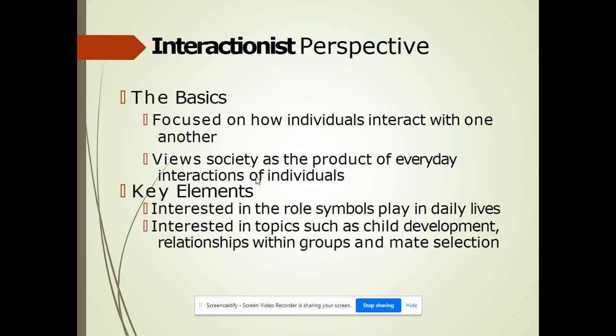And mate selection. Why do people select the mate that they do? Why are people most likely, but not always, to marry within their own race, within their own religion, within their own social class? You don't usually see a lot of people marrying outside of social class. Probably you'd be more likely to see people marrying outside of race than outside of social class. You don't usually see a rich person marry a poor person unless there are some other circumstances.